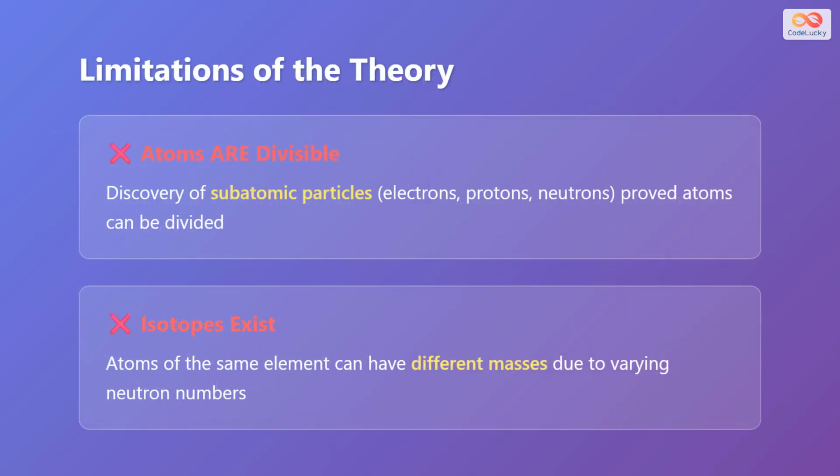Despite its groundbreaking nature, Dalton's theory had limitations that were discovered later. First, atoms are actually divisible. The discovery of subatomic particles, namely electrons, protons, and neutrons, proved that atoms can be broken down into smaller components. Second, isotopes exist. Atoms of the same element can actually have different masses due to varying numbers of neutrons in their nuclei. This contradicted Dalton's claim that all atoms of an element are identical.